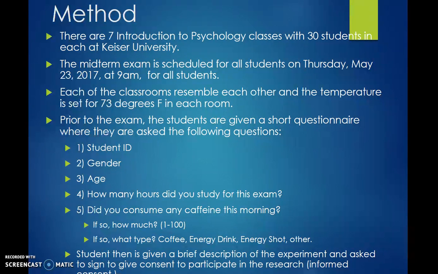Students then are given a brief description of the experiment and asked to sign to give consent to participate in the research. That's your informed consent. Ethically, all participants must consent to participate in a study. If they do not, we cannot publicly use this information. Now, yes, we do sometimes do data analysis on results of things, but that's not for publishing because the students or the participants never gave permission for that.